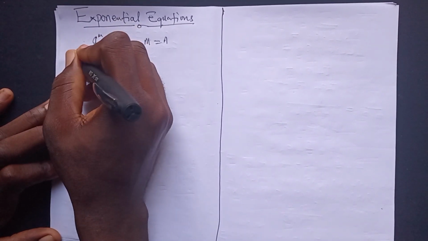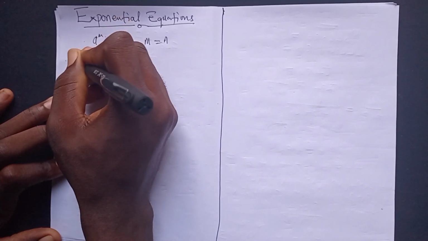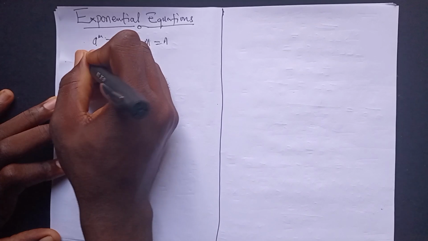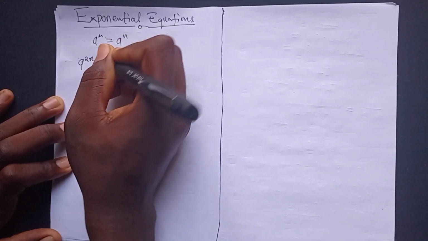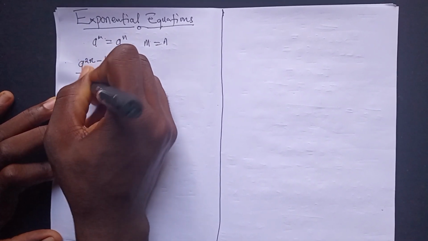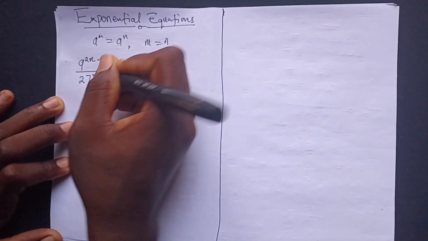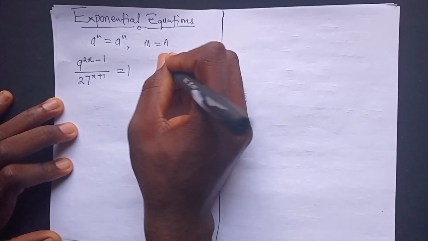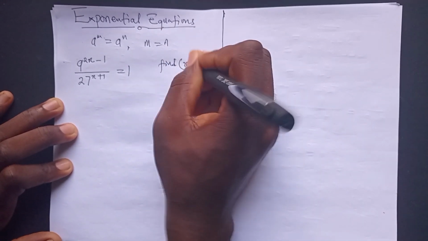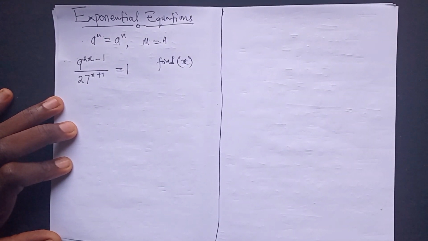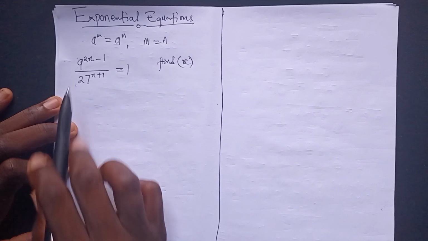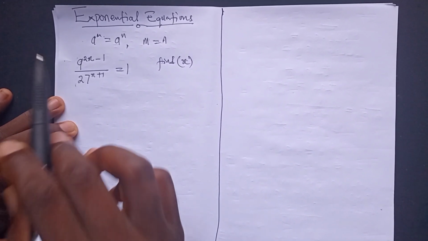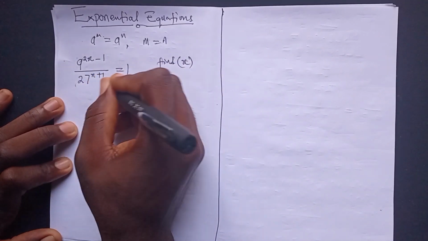So this first problem says 9 raised to power 2x minus 1 over 27 raised to power x plus 1 is equal to 1. Find the value of x. We have to find x. Now to solve this, we have to bring this to the lowest form of indices, the 9 and the 27.